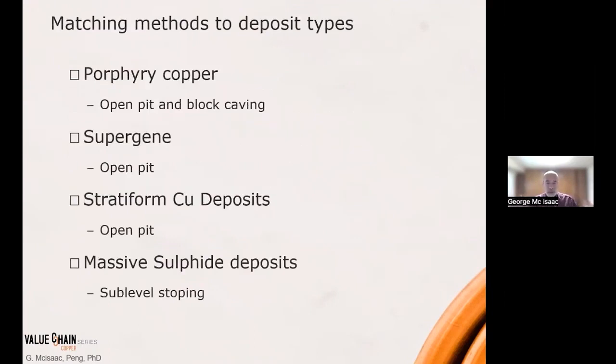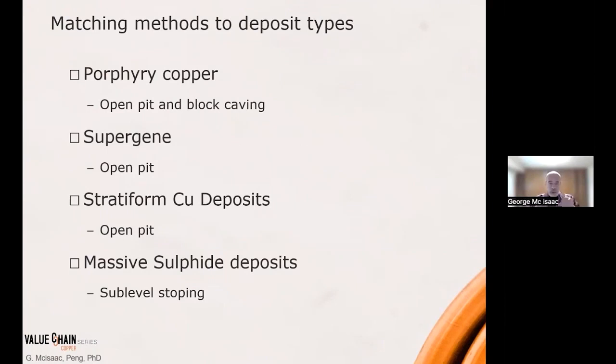So if we match the mining methods with the deposits, porphyry copper, most likely open pit if we're close to surface, and as we're going to depth, block caving. And around the world, that is the natural evolution. The mine starts as an open pit, and with time, as it gets deeper, when it gets uneconomical to carry on with the open pit, we go underground and we start block caving.